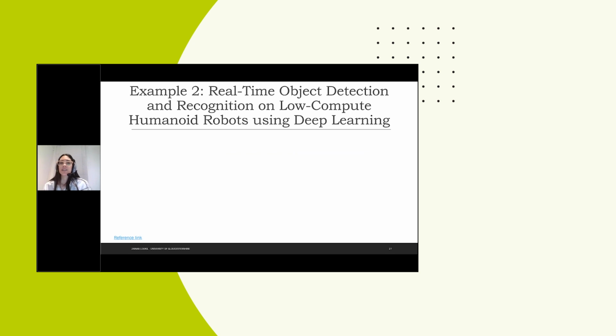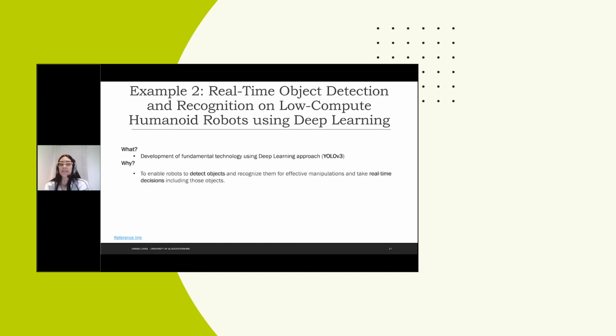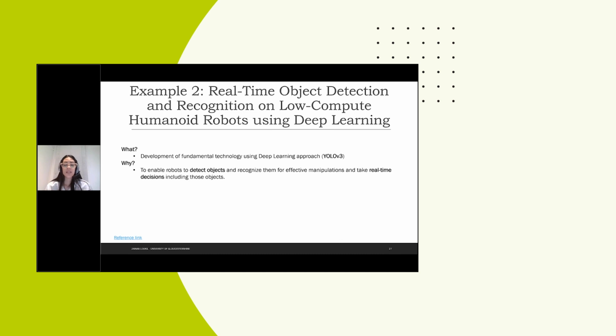Example number 2 is real-time object detection and recognition on low compute humanoid robots using deep learning. So what is their method? They developed a fundamental technology using a deep learning approach, particularly YOLO version 3. Why did they do that? To enable robots to detect objects and recognize them for effective manipulation and take real-time decisions, including those objects. So their approach is basically working on real-time decisions for detected objects.